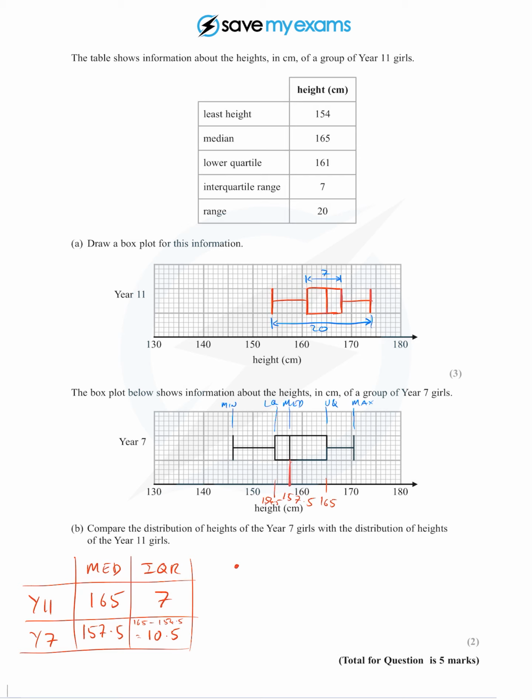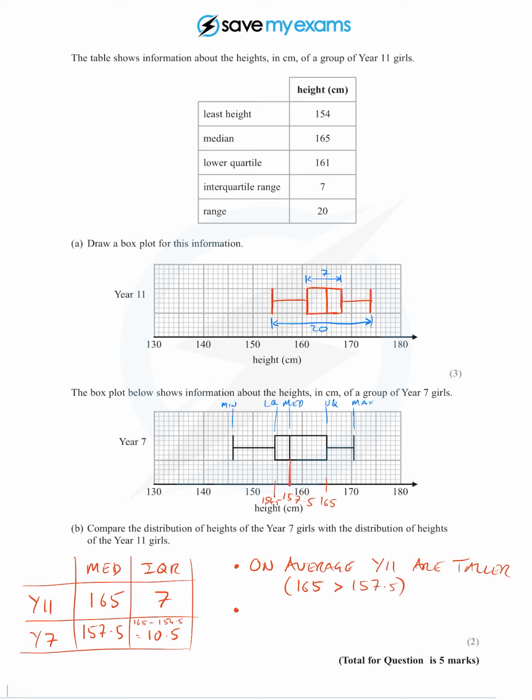So we can say, on average, the Year 11 girls are taller. That's not a surprise, is it? Okay, so Year 11 girls are taller. And our evidence for that is that 165, the median, is greater than 157.5. And then we need to give something about the measure of spread.